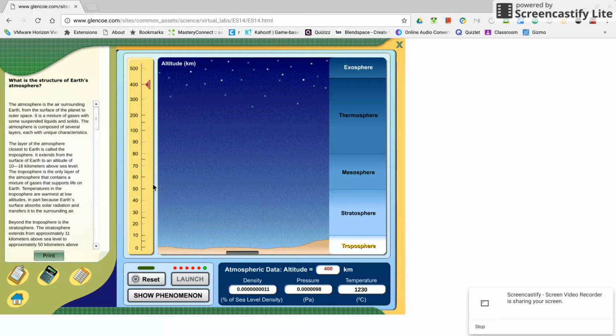So as you go higher in the atmosphere, the density and the pressure will decrease, and the temperature pattern depends upon which layer you're in. The troposphere and the mesosphere get colder the higher you go, whereas the stratosphere and the thermosphere actually get warmer the higher that you go. So this reviews the atmospheric properties that will be tested on your upcoming test.